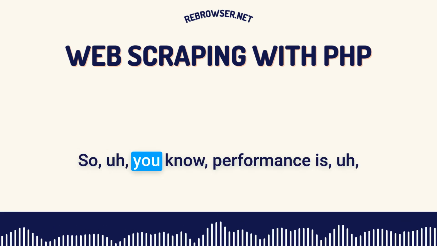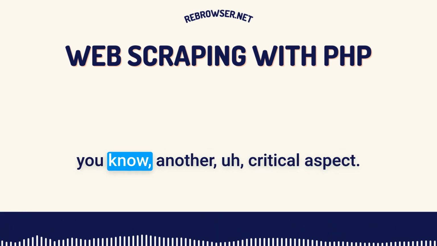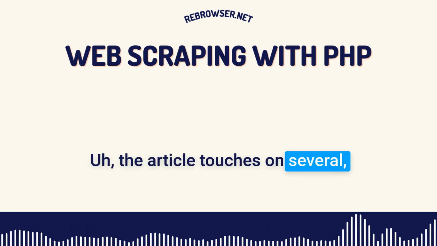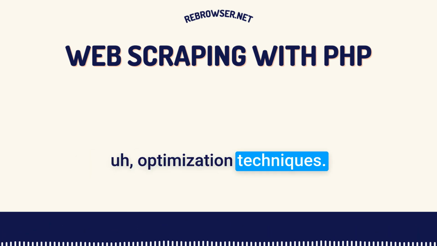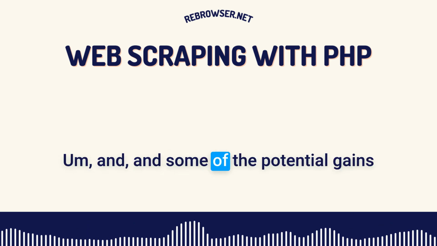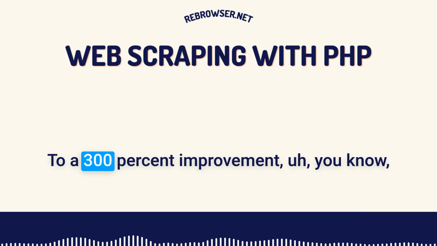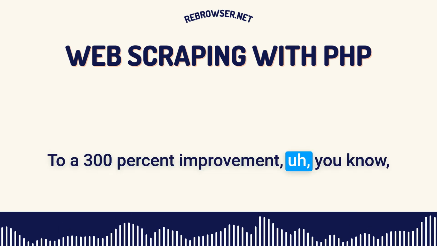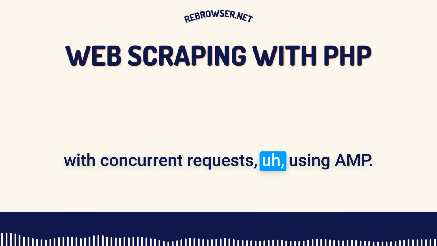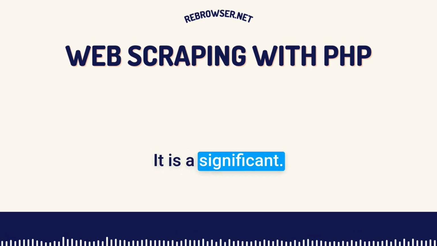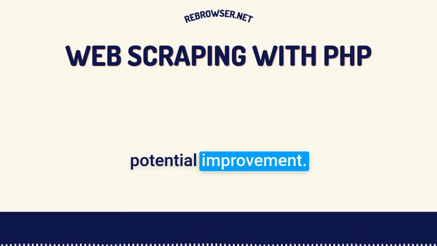Okay, so performance is another critical aspect. The article touches on several optimization techniques, and some of the potential gains are really impressive, like up to a 300% improvement with concurrent requests using AMP. I mean, that's a huge leap. It is a significant potential improvement.